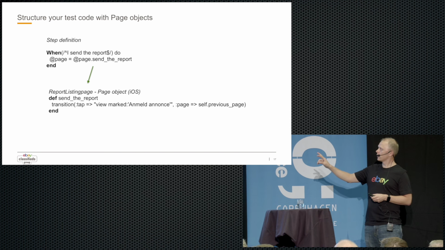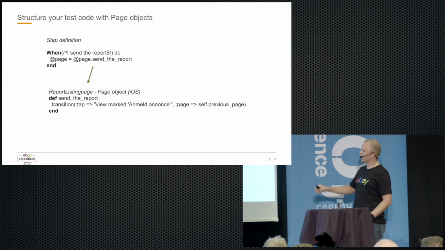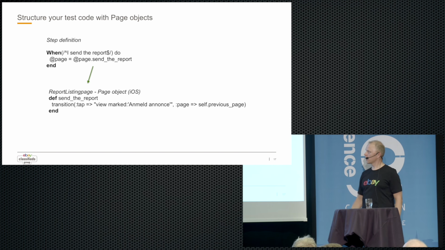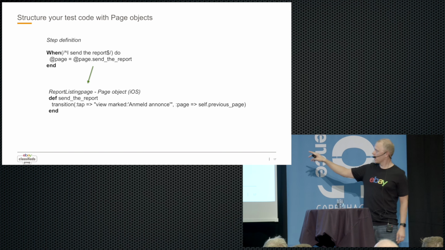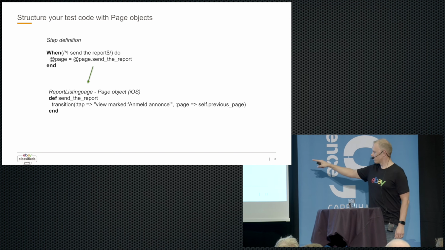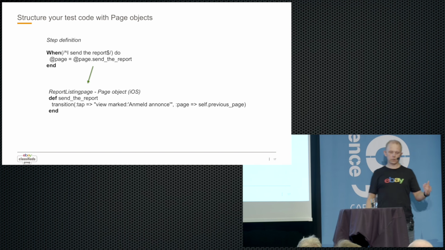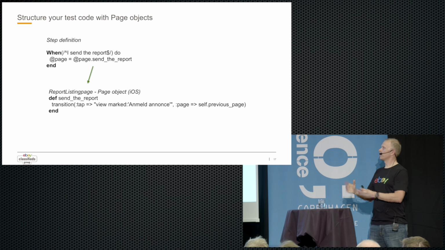So here I want to send the report. And the transition method down at the bottom is a built-in Calabash method that will now tap the view marked "anmeld annonce", which is the button you saw at the bottom. And then the page it should now navigate to, that's something we built ourselves.